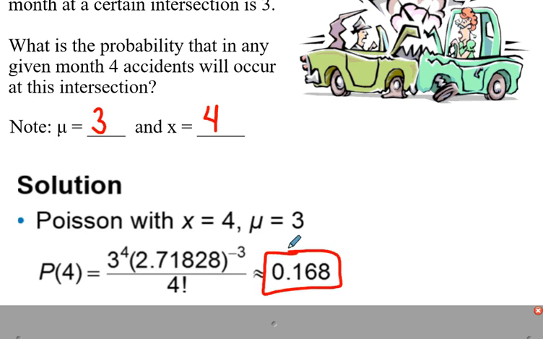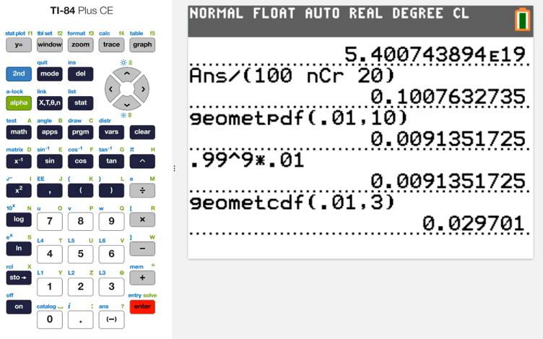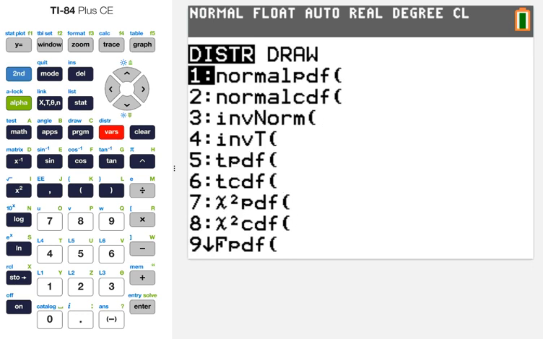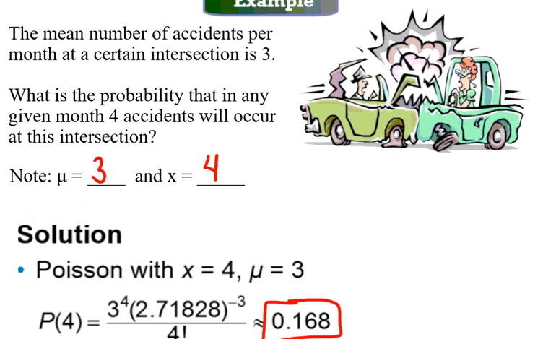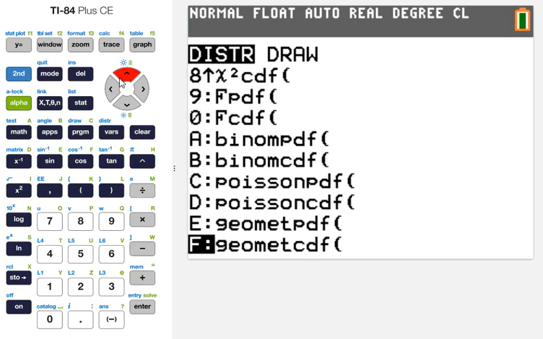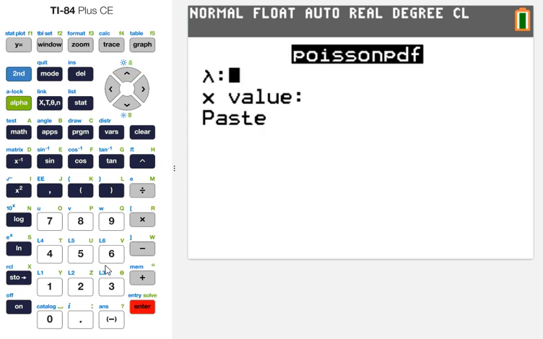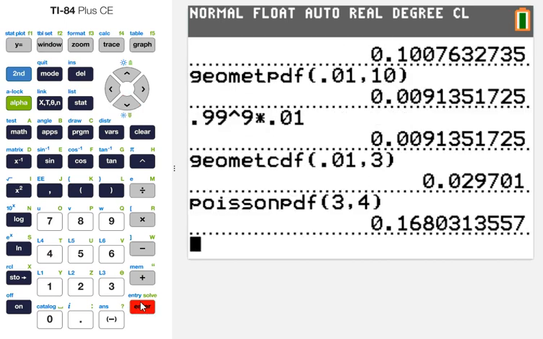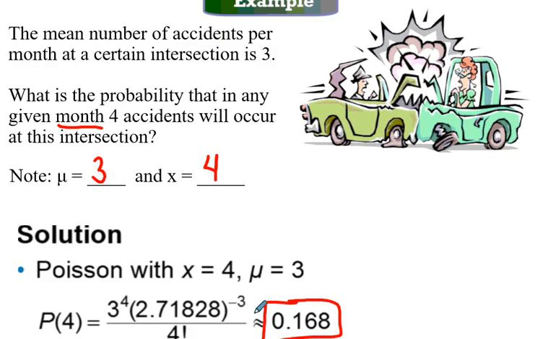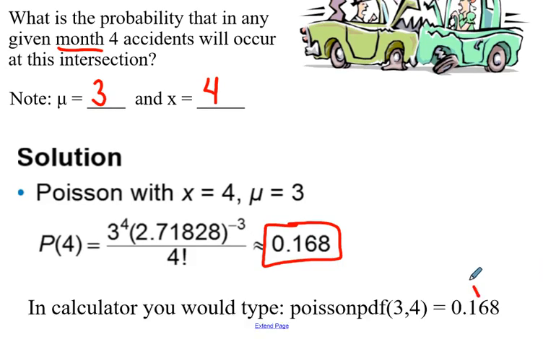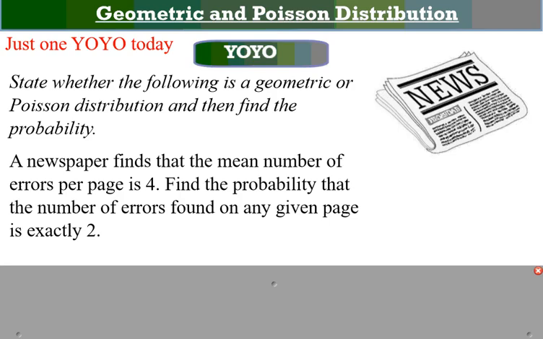It looks like about 17%, 16.8, or I grab my calculator, I go second, distribution. The reason that this is a Poisson, I should mention, is because we're doing this over a unit of time. Time would be accidents that occur at this intersection in a month, per month. So I go to Poisson PDF, options right there. Lambda, we average 3 accidents per month. What's the likelihood we actually get 4? I ask it to run it, and there's my 0.168. The exact same thing I did if I'd used the equation. So a 16.8% chance that I would have 4 accidents at that intersection.